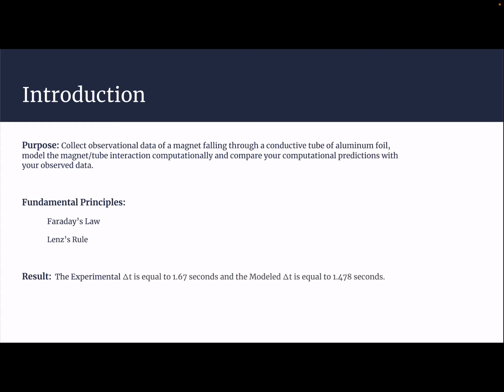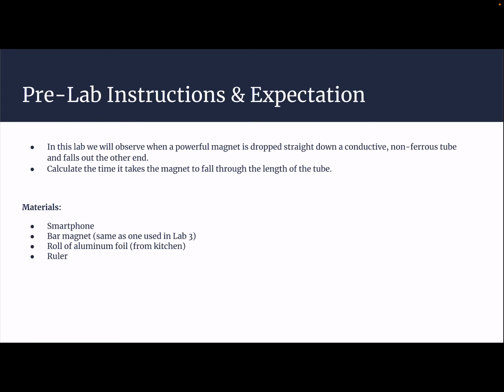Before going to the calculations, let's discuss the pre-lab instructions and expectations. For lab 5, we were to observe when a powerful magnet is dropped straight down a conductive tube and falls out the other end. From there, we were meant to calculate the time it takes the magnet to fall through the length of the tube. To do this, we start by using a magnetometer app to determine which end is north. Then we hold the tube vertically and position the magnet just above the top opening. From there, we drop the magnet through the tube and record the time when the magnet enters and exits the tube. For this lab, the materials needed were a smartphone, bar magnet, roll of aluminum foil, and a ruler.